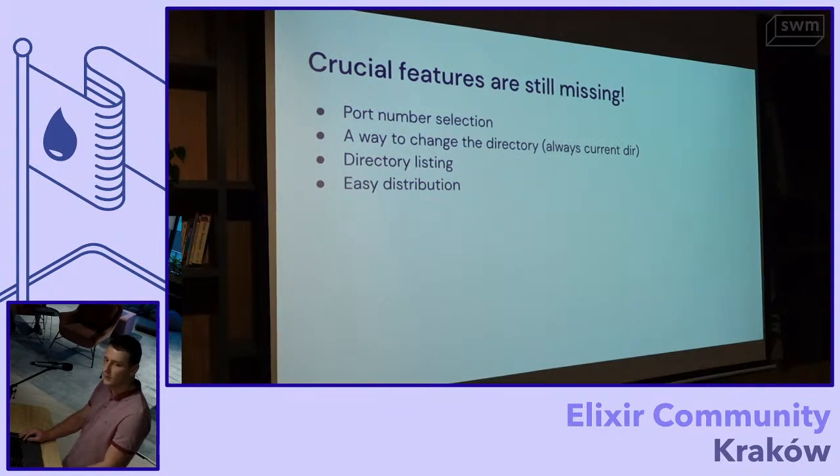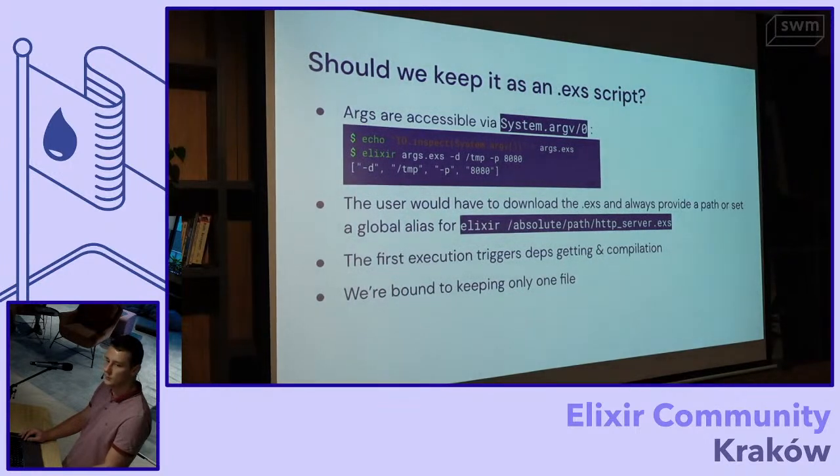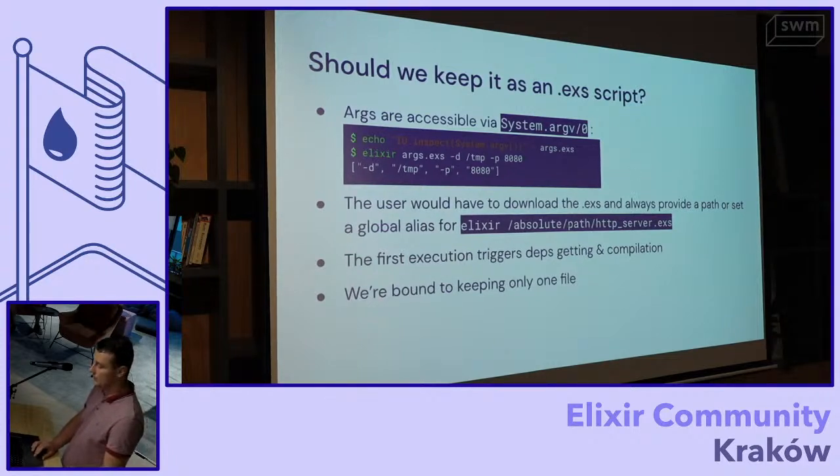And yeah, is the exs script good for that? At first, I thought that it might be problematic to get the arguments passed to the script, but it turns out that just calling System.argv allows you to get whatever is passed to the Elixir script. So yeah, that's something I expected to be troublesome, but turns out to be solvable. But there are other problems.